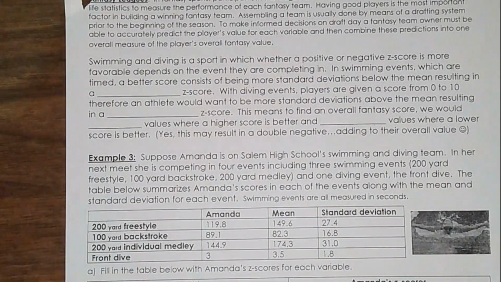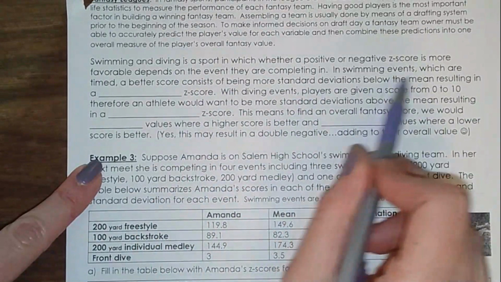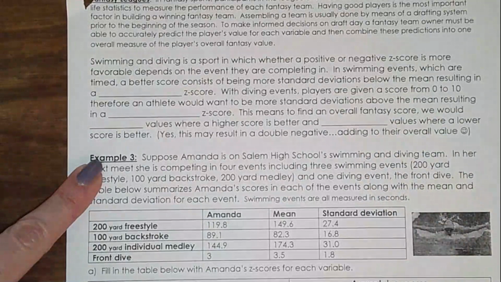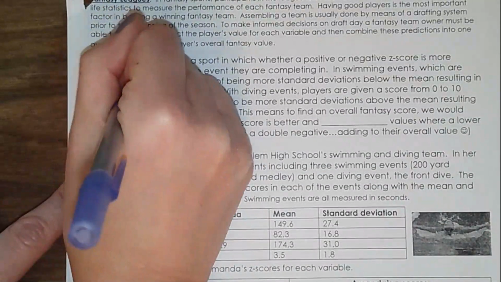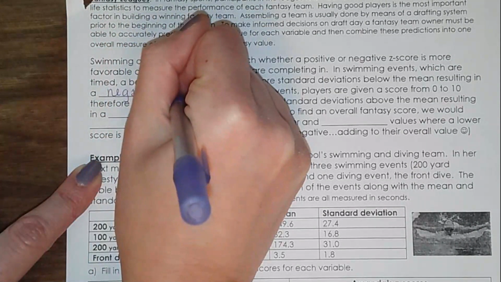So swimming and diving is a sport in which whether a positive or negative Z-score is more favorable depends on the event. In swimming events, they're timed events. A better score consists of being more standard deviations below the mean, resulting in a negative Z-score. Or we could say, hopefully, a low Z-score, right?